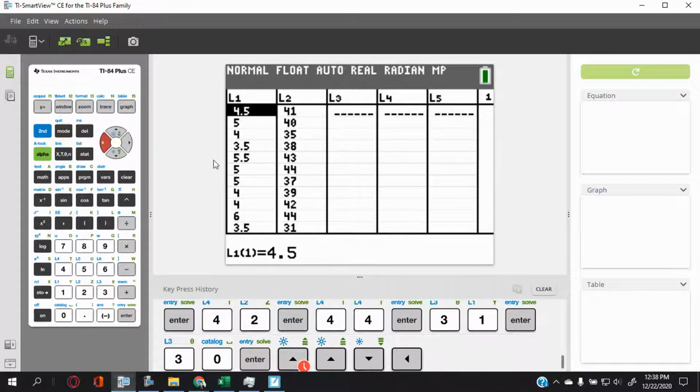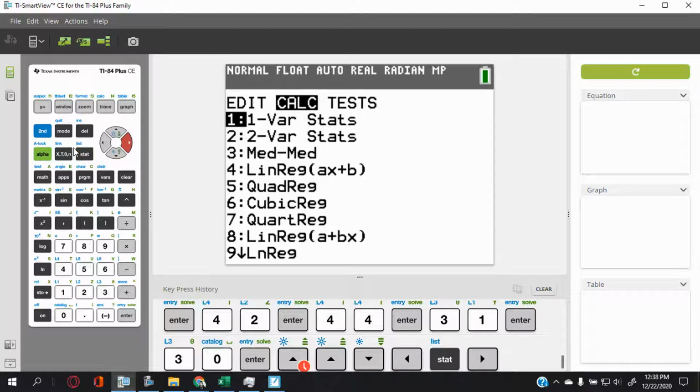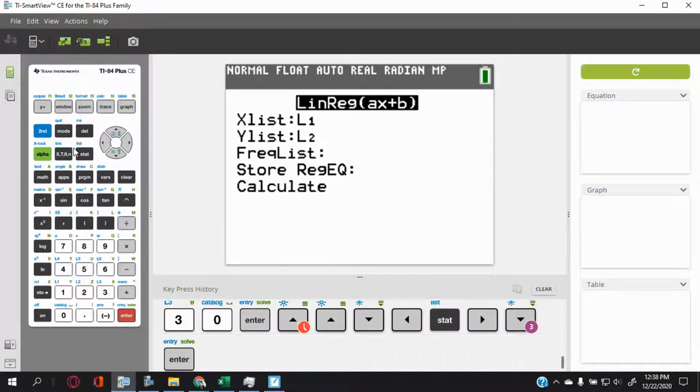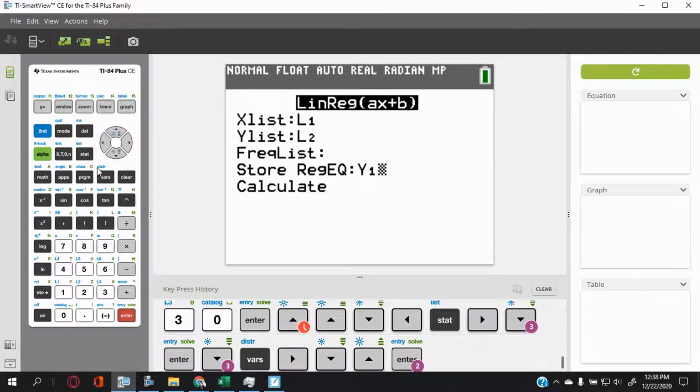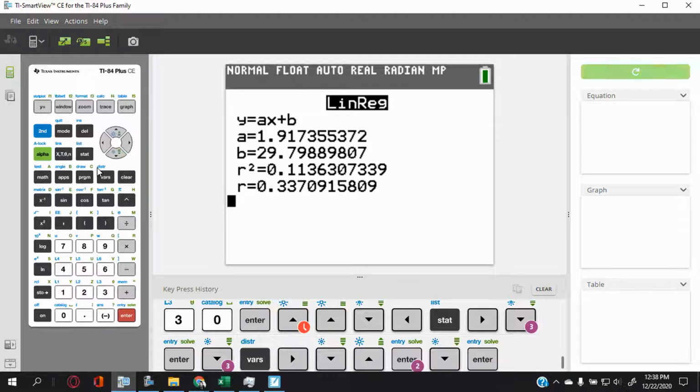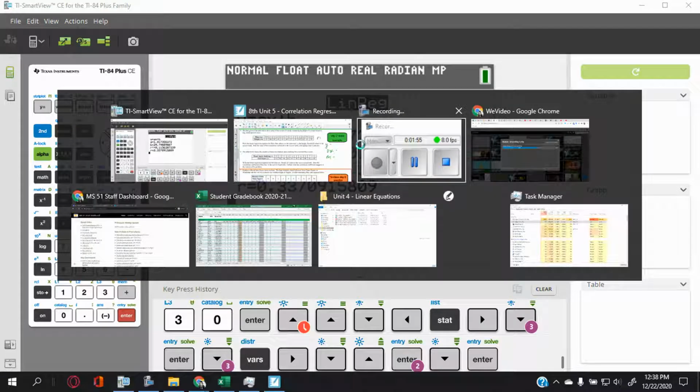So all right, let's see. We got this. I'm going to go to stat, calc, choice 4 for LinReg ax plus b, store the line. Hold on, let's see. Okay, all right. I was distracted. I was thinking about something else. All right, calculate. I got my correlation 0.337.